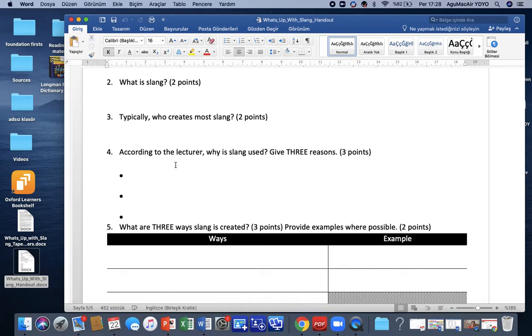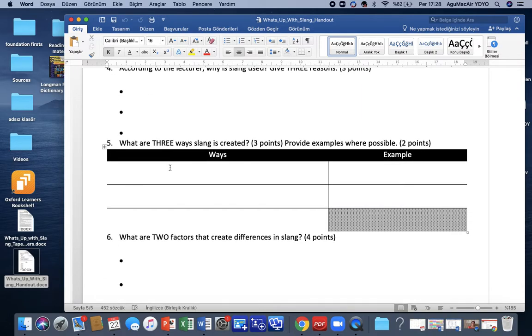And according to the lecturer, why is slang used, right? Give 3 reasons. So you need to write 3 reasons. So 1 point for each, right? In total is 3 points, 1 for each. And the next question is this. What are 3 ways slang is created? So you need to write the 3 ways here, which is worth 3 points. So you can understand that this is 1 point for each. And you need to provide examples where possible. So as you see, example for this way is not possible. So you will write 2 examples for each way.